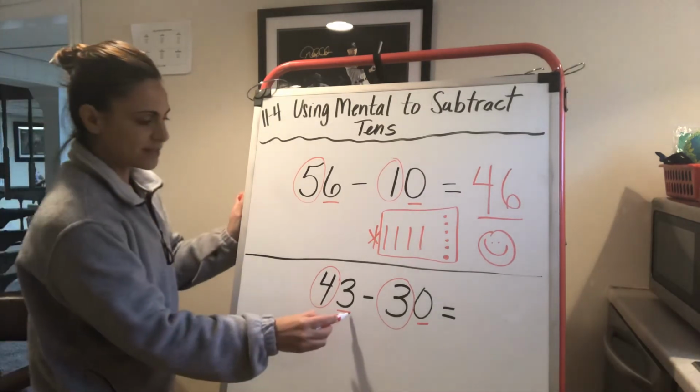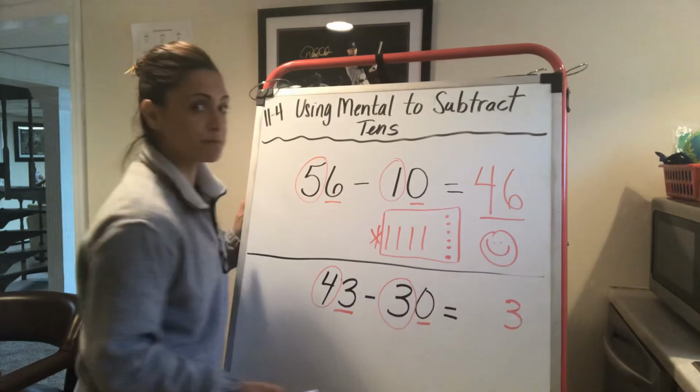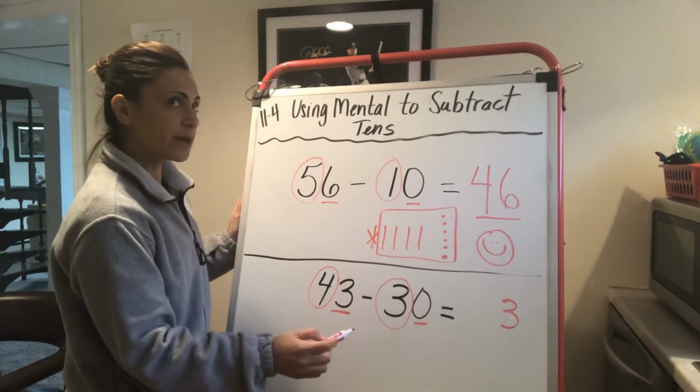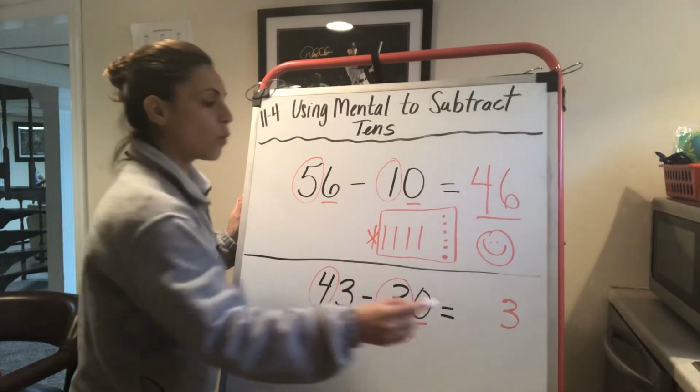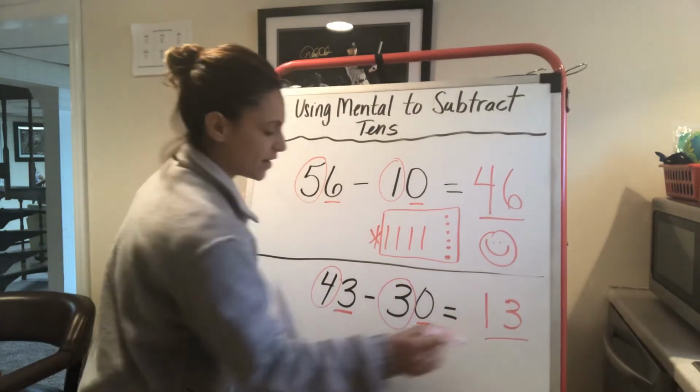I look at my ones. I have 3. I take away 0. I'm left with 3, making sure I put it in the ones spot. I have 4 tens, take away 3 tens. 1 group of 10 is left. My answer is 13. Let's see if I did that correctly.